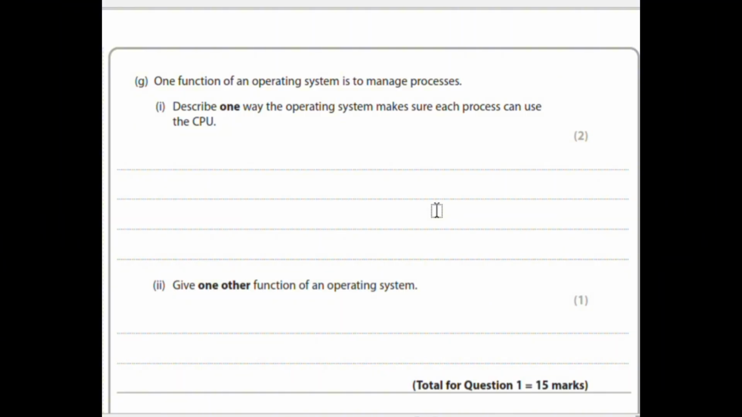Next is number G. One function of the OS is to manage processes. Describe one way in which the OS makes sure each process can use the CPU.